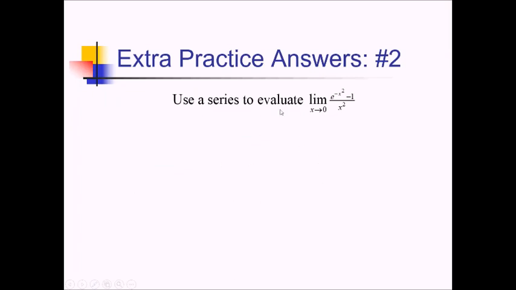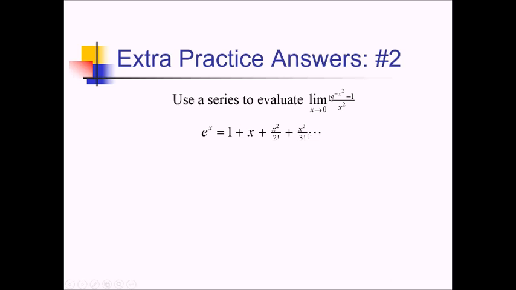For this problem, they want us to use a series to evaluate the limit as x approaches 0 of this craziness. So I'm going to start by writing the series for just e to the x, and we're just going to build this off of that. So e to the x is going to equal 1 plus x squared over 2 factorial plus x cubed over 3 factorial, and then so on and so forth. We'll just take this out to 4 terms so far.